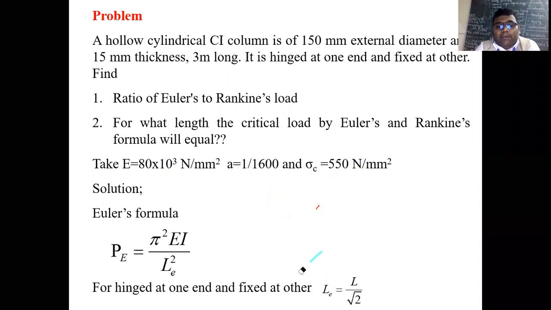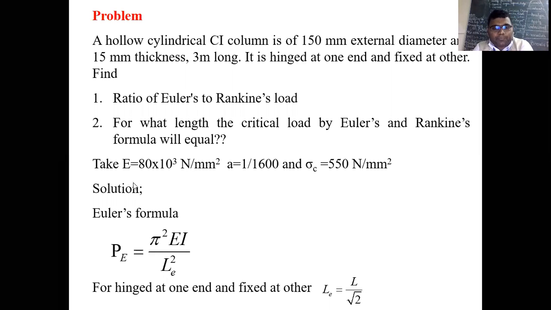It is asked first to calculate the ratio of Euler to Rankine load. We can calculate it with the help of the formulas. So let's see. And what is the second part? What we need to calculate is for what length of the column the critical load by Euler and Rankine formula will be equal. That is simple: just equate both formulas and find out the length of the column.